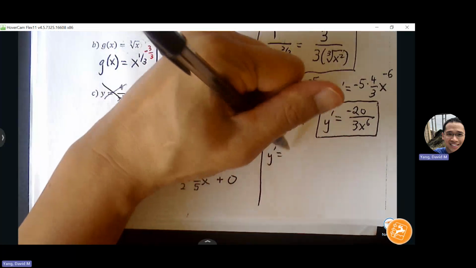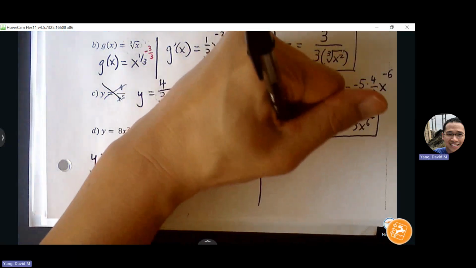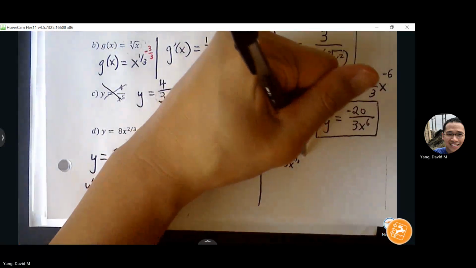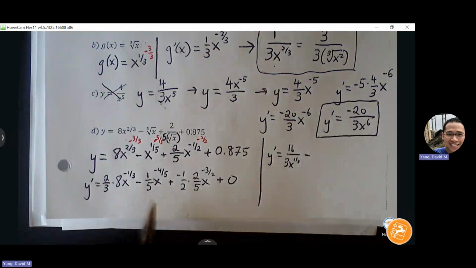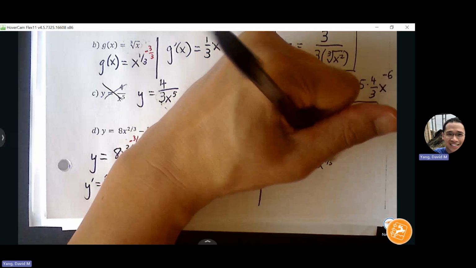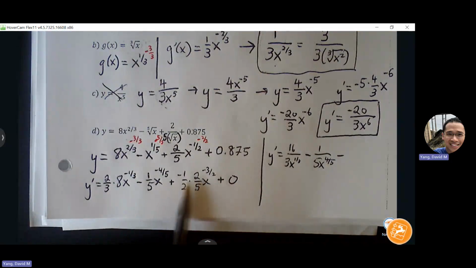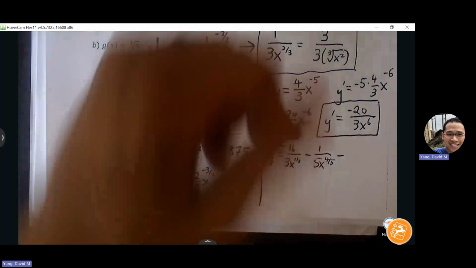So y prime is equal to 16/3 x to the 1/3 minus 1/5 x to the 4/5 minus. The 2's cancel out here. I'm just left with -1/5. I'll push this x down to the denominator.